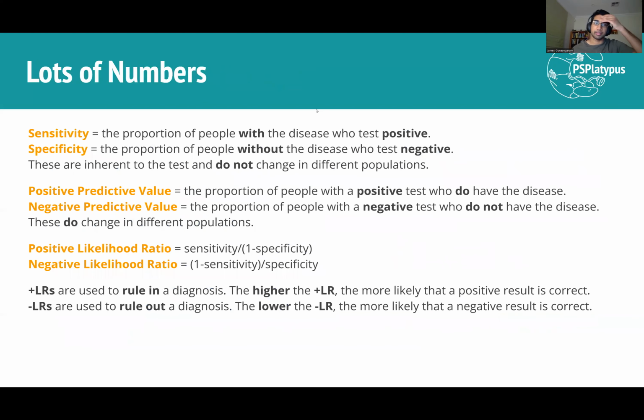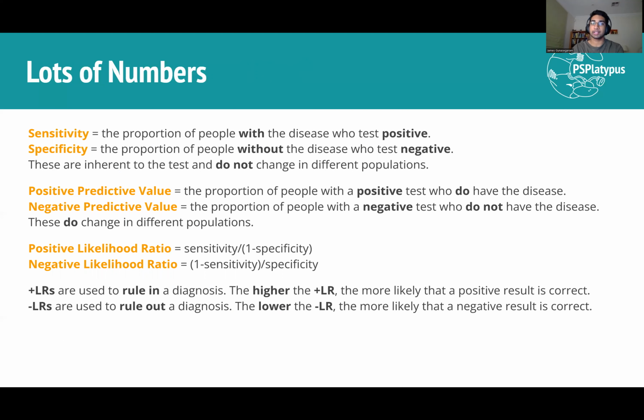Okay, so this is the real meat of the thing. So we've got 6 different numbers or different values that we're going to talk about here. Each of them is paired. So there's like a positive and a negative one. So we have first sensitivity and specificity, which hopefully you guys are already familiar with.